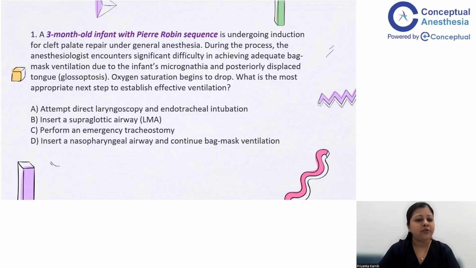After that, the next option is perform an emergency tracheostomy. Now, tracheostomy is again for a cannot intubate, cannot oxygenate situation, which is a last step. So, when we cannot establish an airway, even with your nasopharyngeal airway or LMA or intubation, then we would go for a tracheostomy. So, our logical answer is insert a nasopharyngeal airway and continue bag mask ventilation.